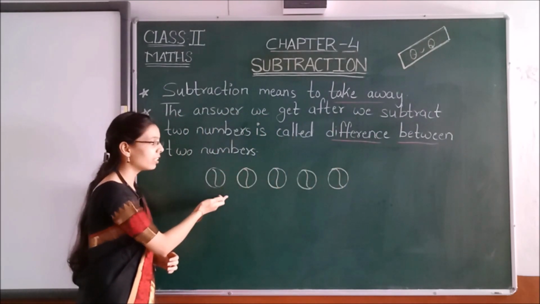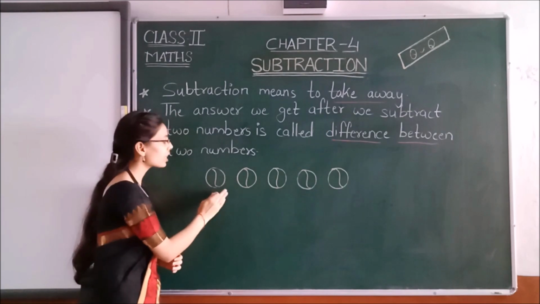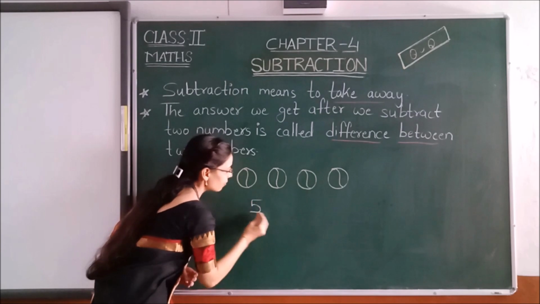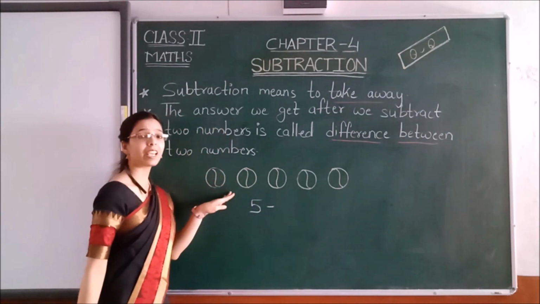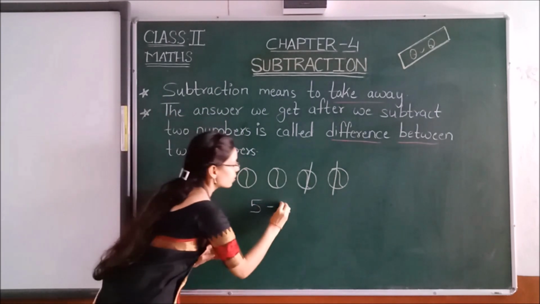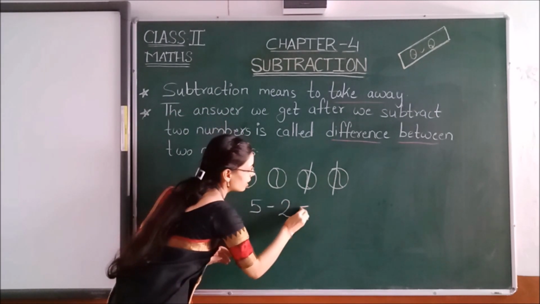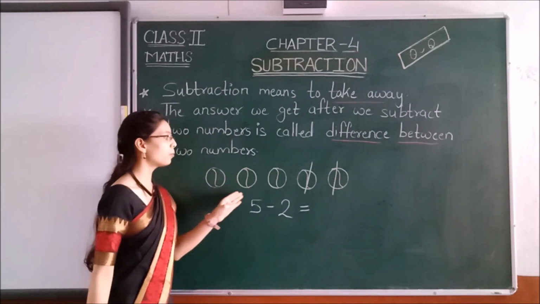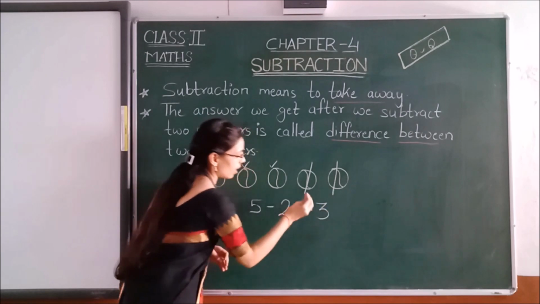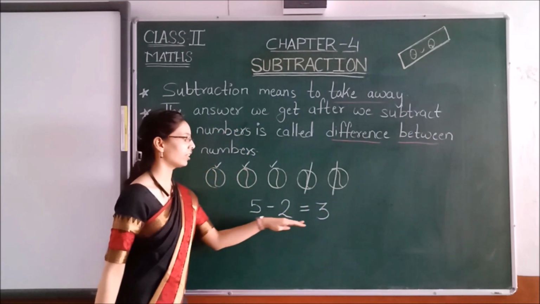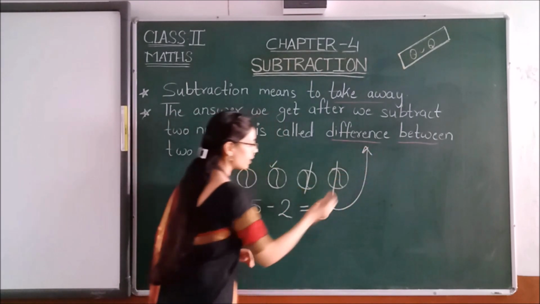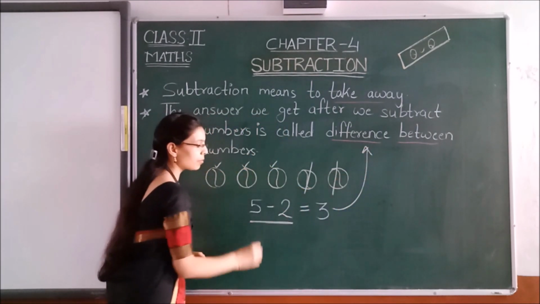Okay, children, can you see here how many balls are here? Count it. 1, 2, 3, 4, 5. If we take away 2 balls from here, how many balls are left? Count it. 1, 2, 3. Our answer is 3. 5 minus 2 is equal to 3. This 3 is called the difference between these two numbers.